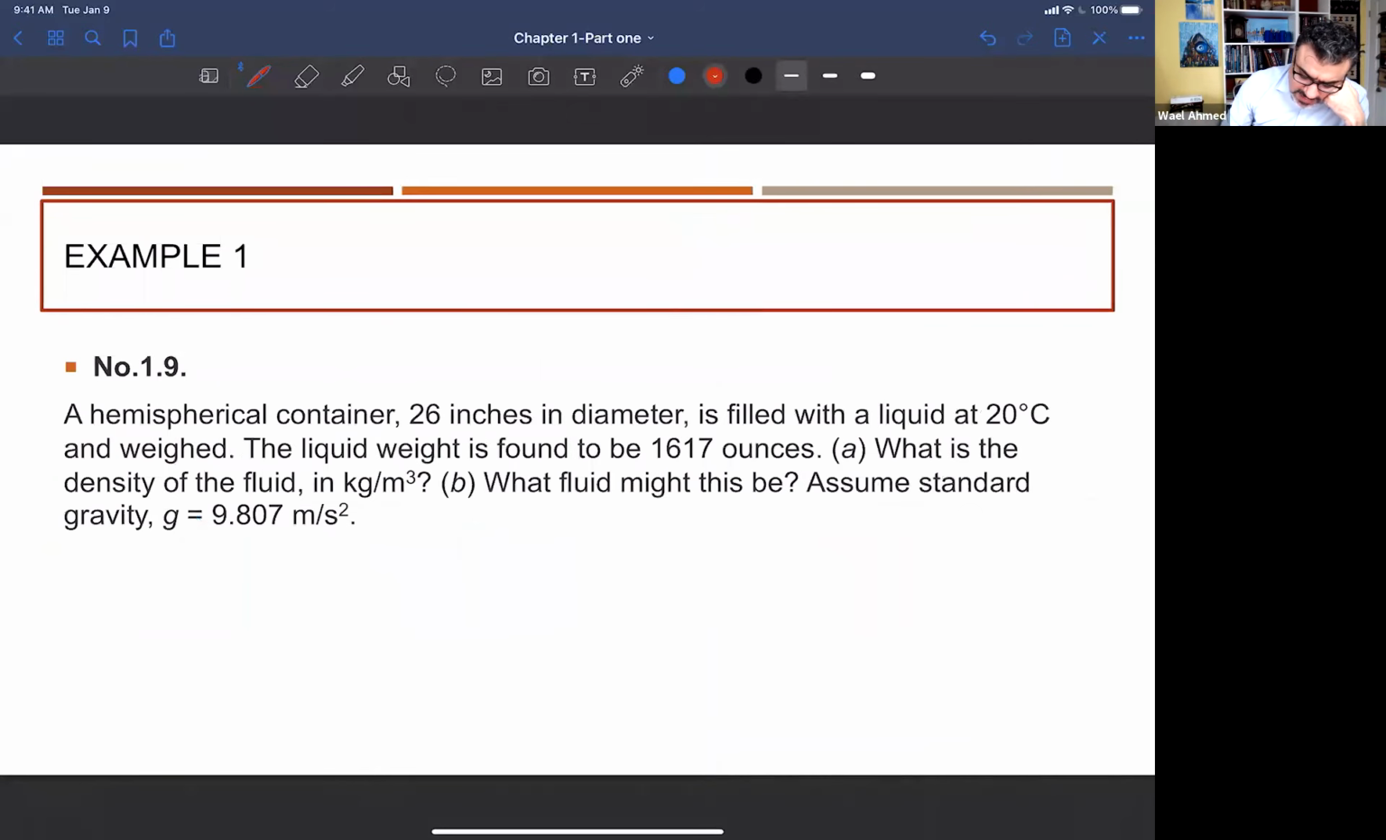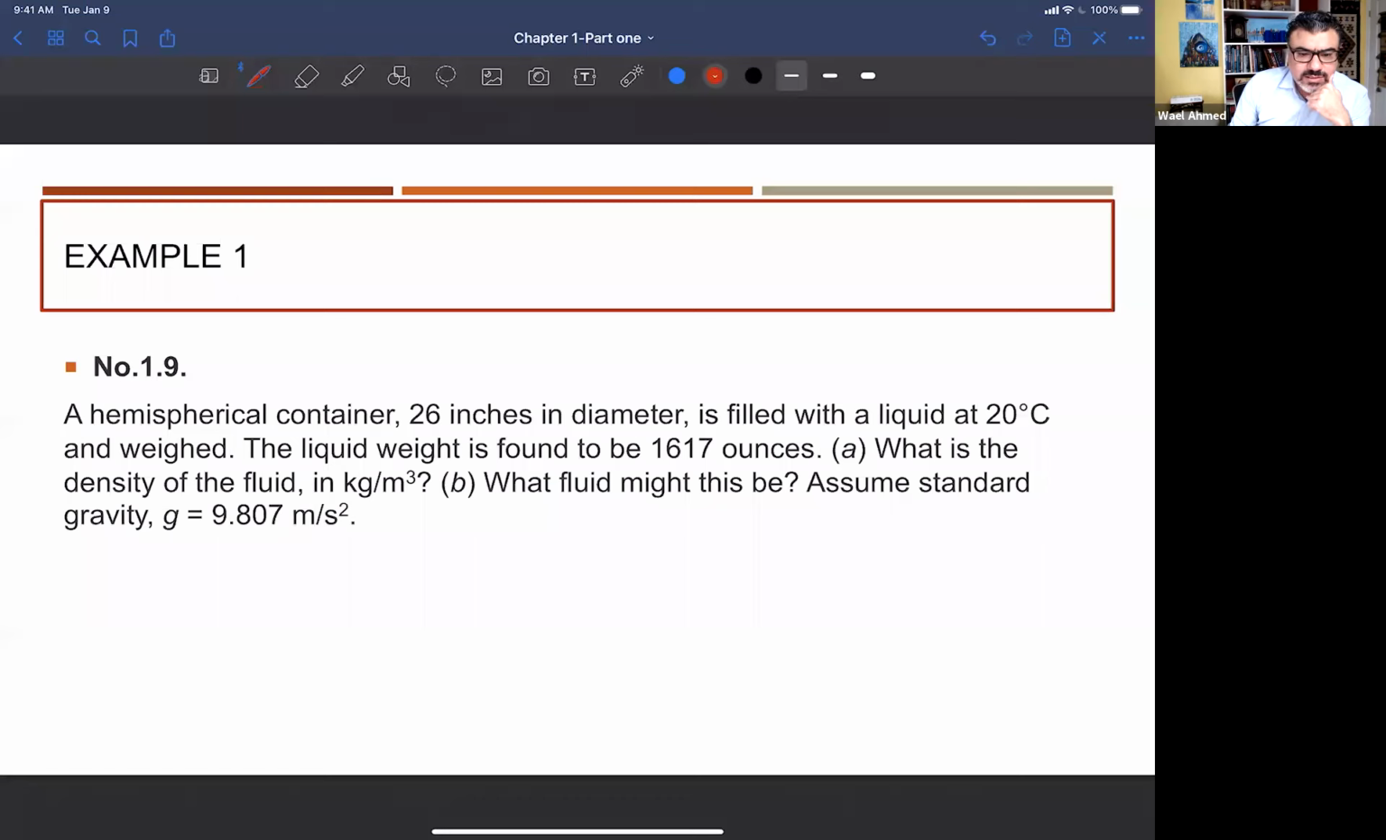Let's just do a very simple example here. I know you guys are experts in this, but we have a hemispherical container, 26 inches in diameter, filled with liquid at 20 degrees C and weighed. The liquid weight is found to be 17 ounces. What is the density of this fluid in kilograms per meter cubed, and what might this fluid be? Assume a standard gravity of 9.807.